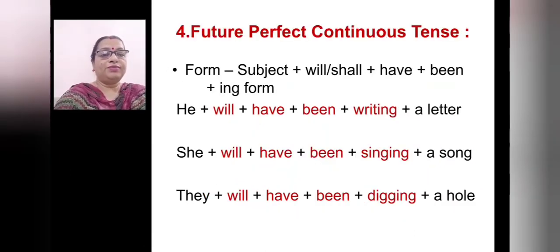The last one, future perfect continuous tense. Form: subject plus will or shall plus have plus been plus ing form. So, he will have been writing a letter. She will have been singing a song. They will have been digging a hole. So, here we have subject and then will or shall, then have and then been and then the ing form, and then you have the object or rest of the sentence.